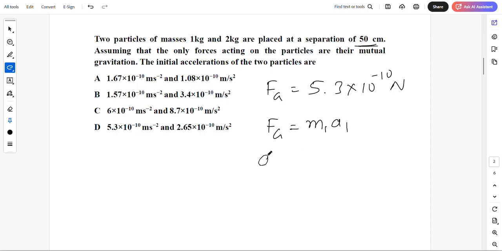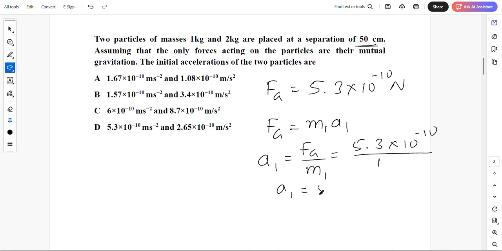You are supposed to calculate a1, which is equal to Fg by m1. Fg is 5.3 into 10 to the power of minus 10 divided by m1, which is 1. a1 is the same, 5.3 into 10 to the power of minus 10 meter per second square, the right answer. Hope you understood.